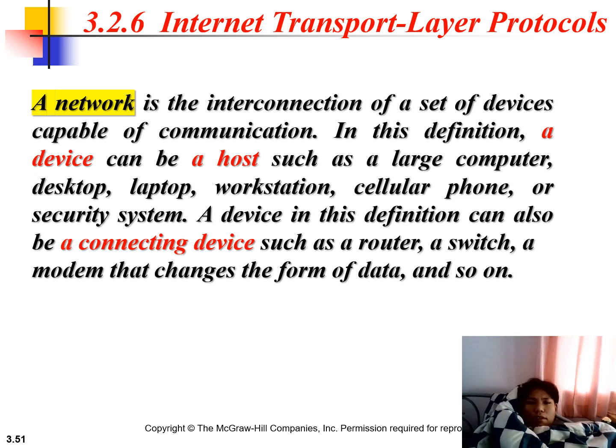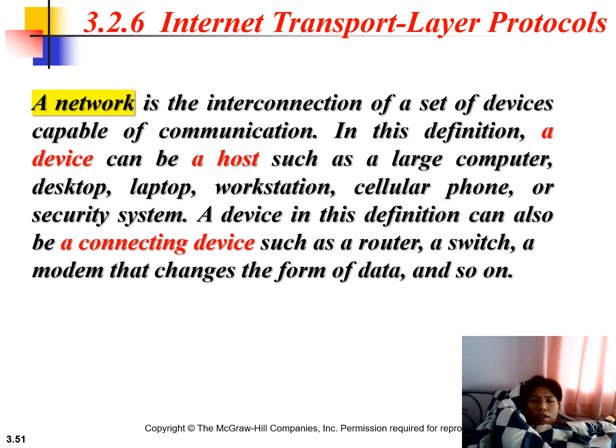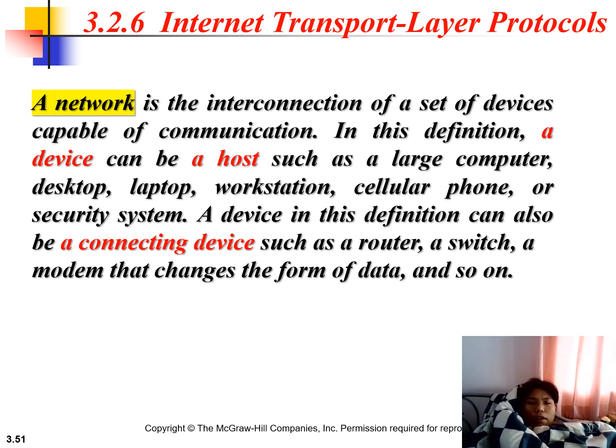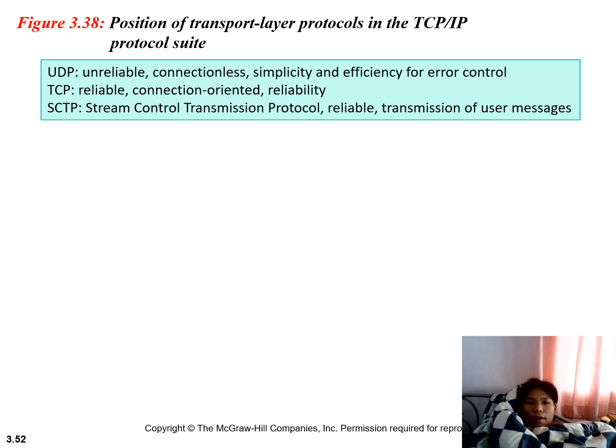Internet transport layer protocols. A network is the interconnection of a set of devices capable of communication. In this definition, a device can be a host, such as a large computer, desktop, laptop, workstation, cellular phone, or security system. A device can also be a connecting device such as a router, a switch, or a modem that changes the form of data, and so on.